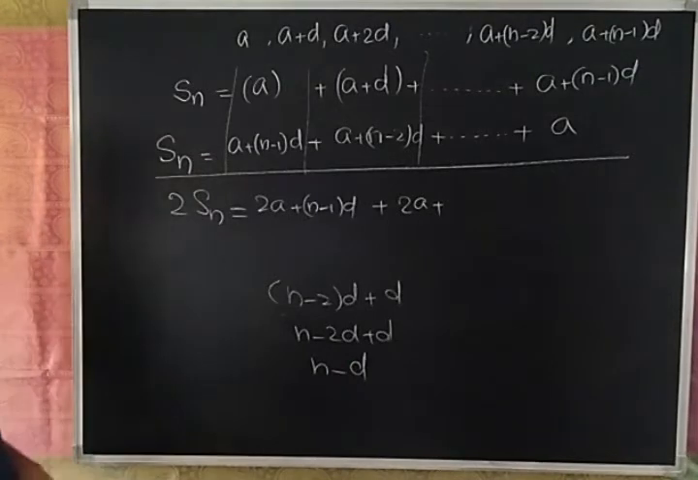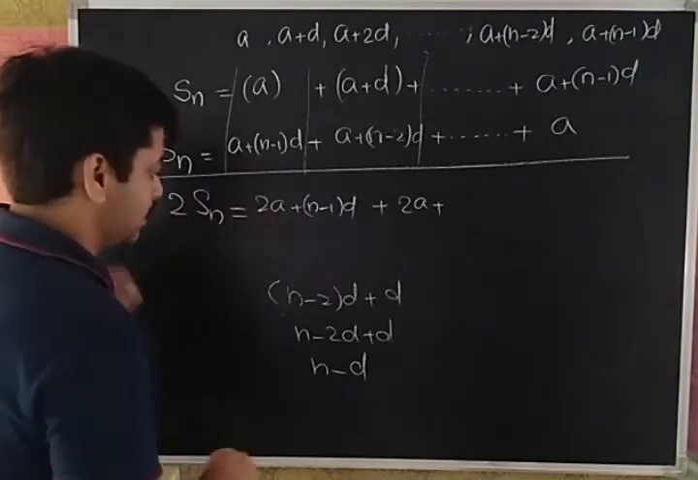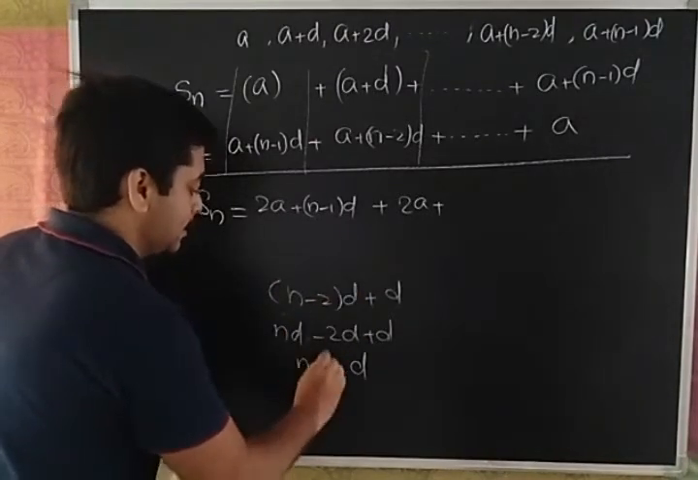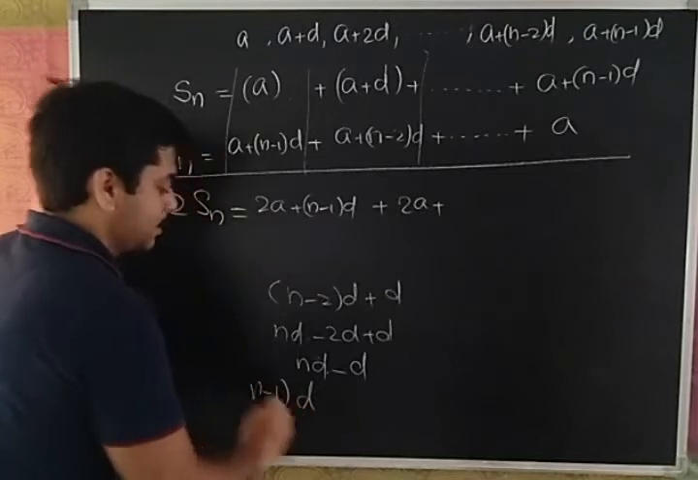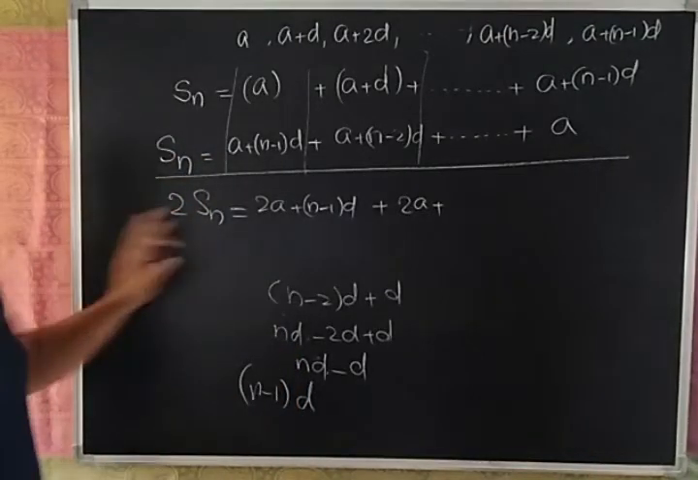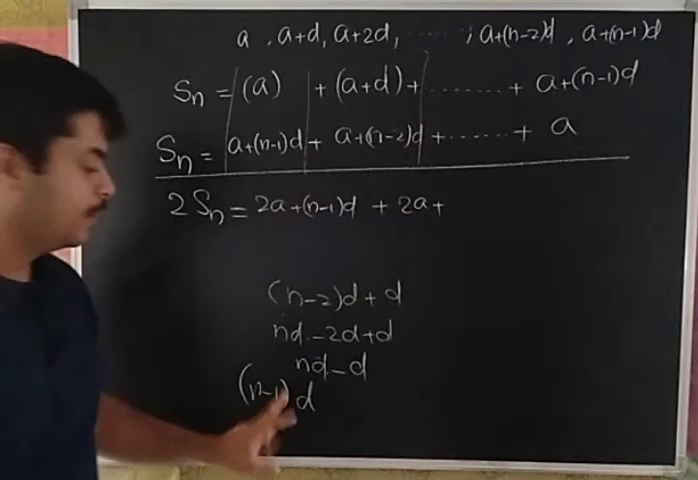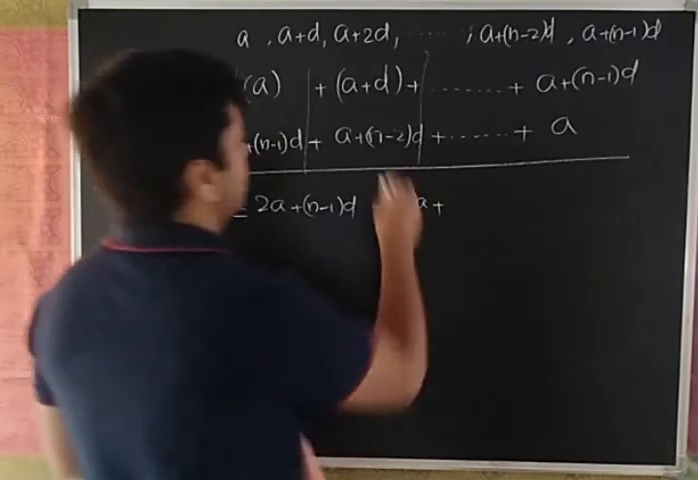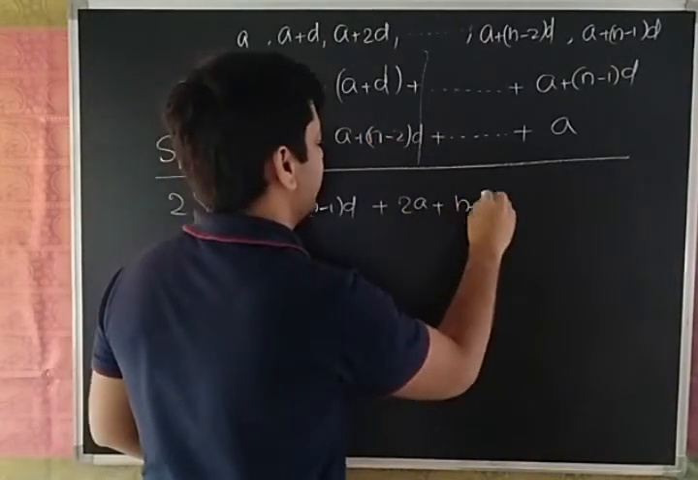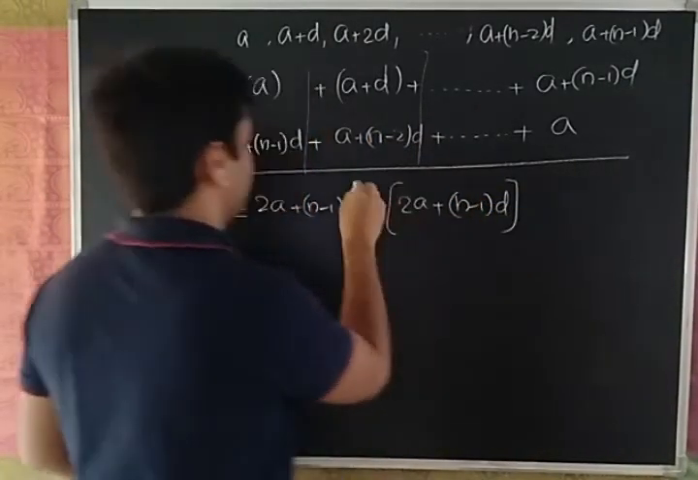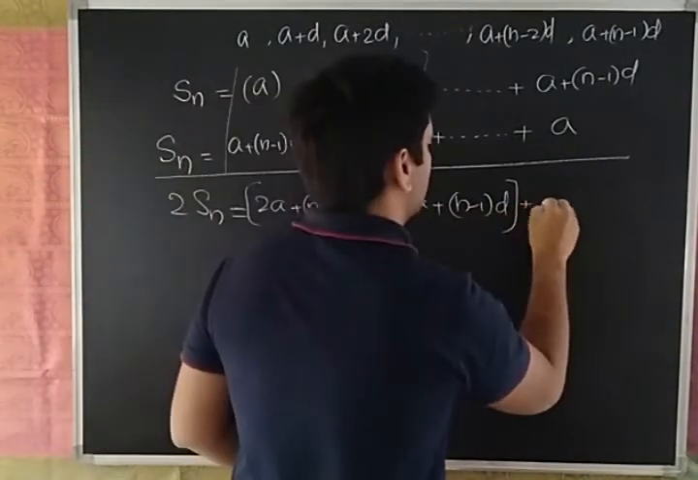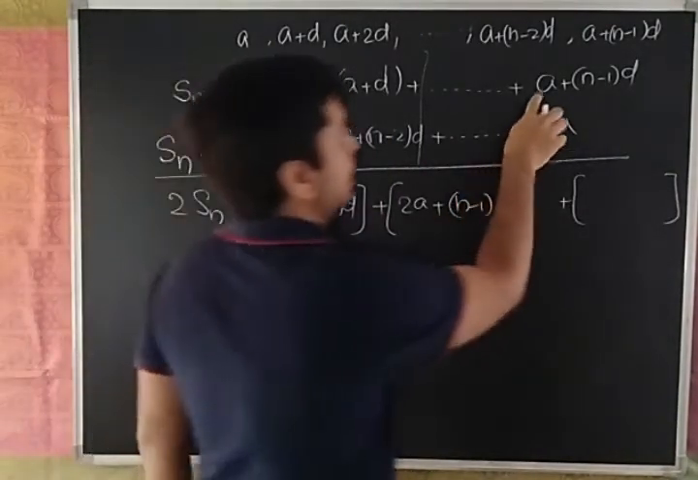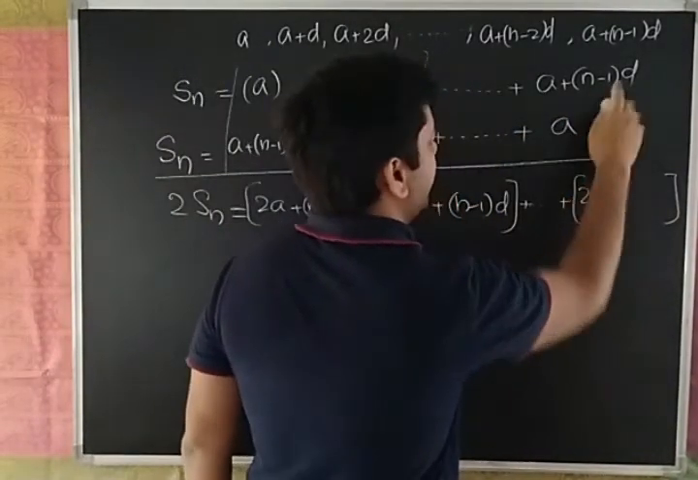Correct. It is ND minus 2D, so it is ND minus D. If you take D common, it is n minus 1 times D. D plus n minus 2 into D will give you n minus 1 into D. So I will write that. These two sum will give you again n minus 1 into D. This is the second term, this is the first term, plus so on till the last element. Can you tell me what it is? The last element will be A plus A, 2A plus n minus 1 into D.